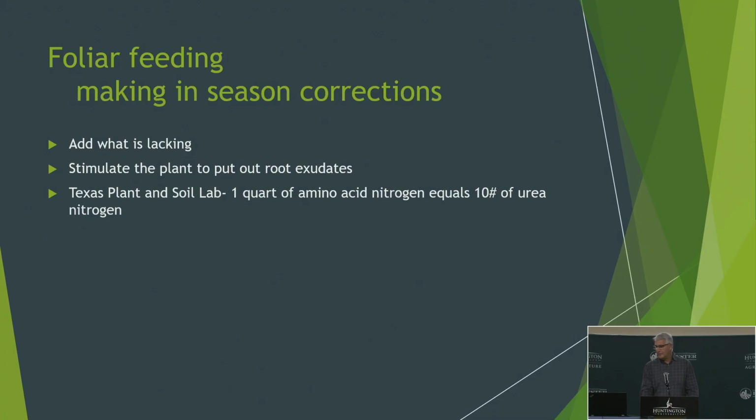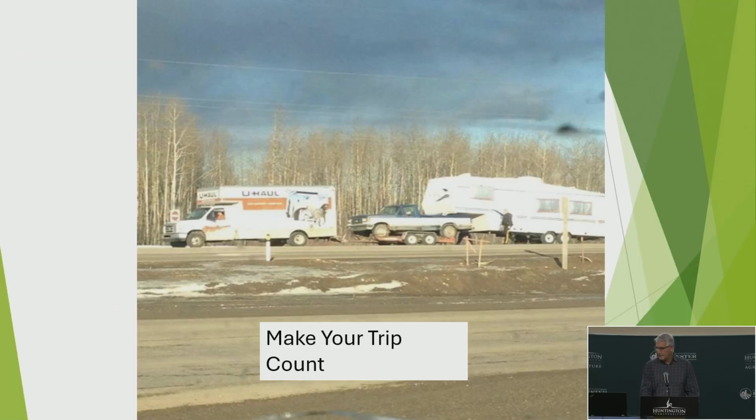So foliar feeding, we can make in-season corrections. If we're testing, we can add what is lacking. And the main thing that a foliar does is to stimulate the plant to put out more root exudates. Those root exudates feed the microbes, feed the plant. So most of you guys are making multiple passes across the field with different sprays. You might as well make your trip count like this guy did. If you're making the trip anyway, make the most of it. Feed the crop while you're doing it.